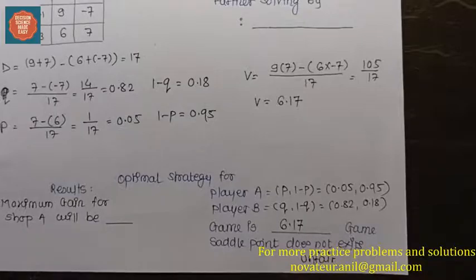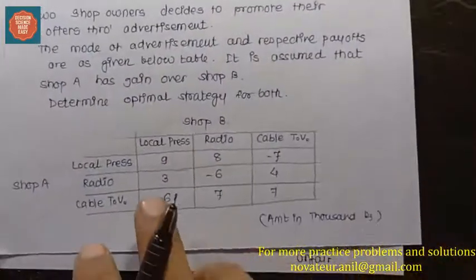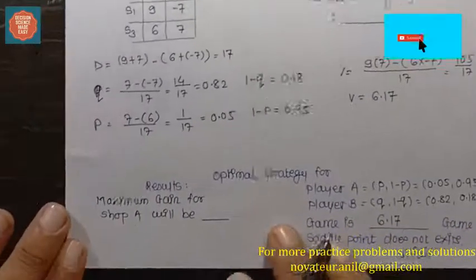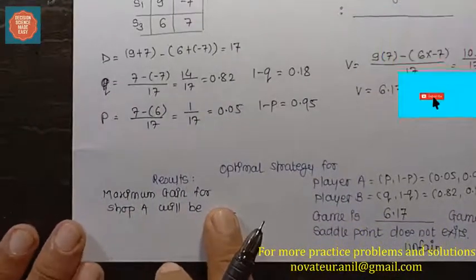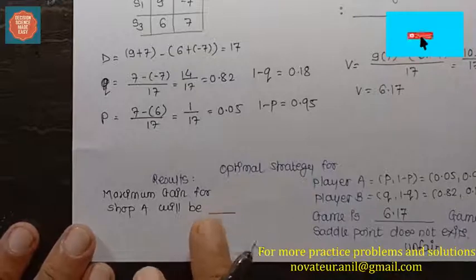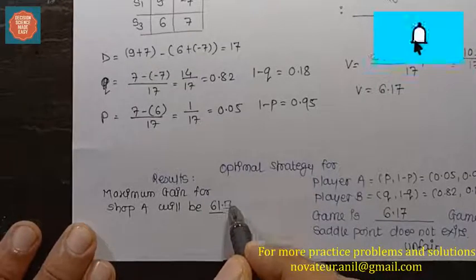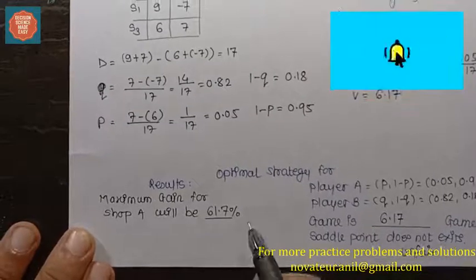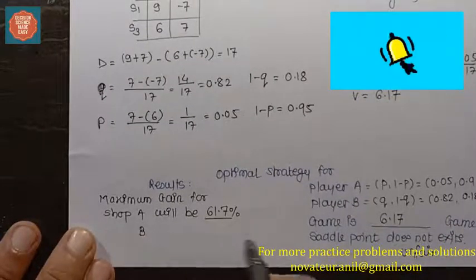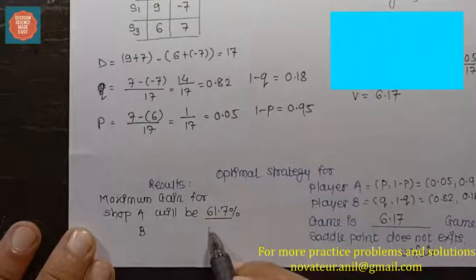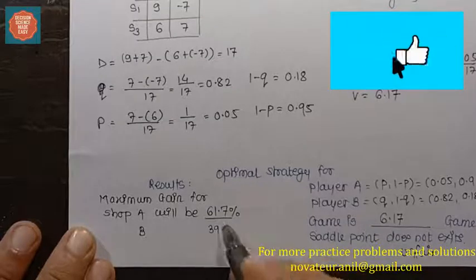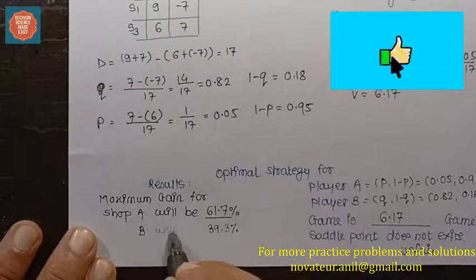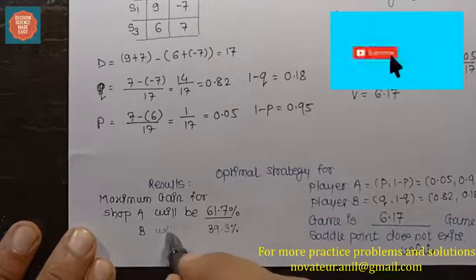So let's see what question is being asked. They are asking us which strategy to be used. So we can say that here the maximum gain for shop A is nothing but 61.7% and the maximum loss for B is nothing but 39.3%. So this is how we are going to solve.